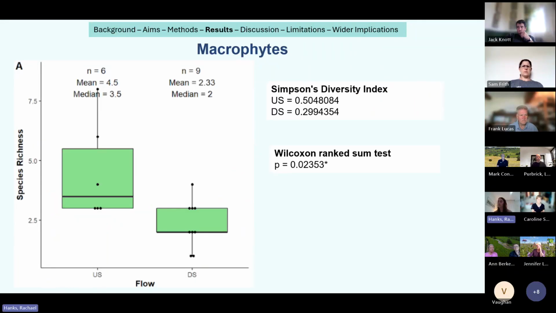So the macrophytes told a completely different story. Once again, I've got species richness, number of species, on the y-axis, and upstream, downstream on the x-axis. And this time there was a significant decrease in diversity, as measured as number of species here, downstream of the outfall pipe. This was also patterned with Simpson's diversity, just a measure of how diverse the area is. It also showed this drop in diversity going from 0.5 upstream to 0.2. It's measured on a scale of 0 to 1. So it dropped downstream as well.